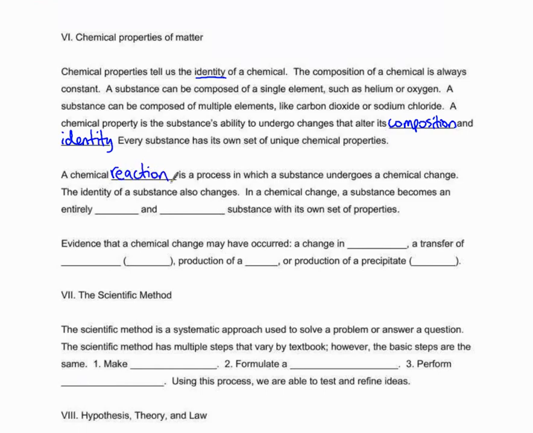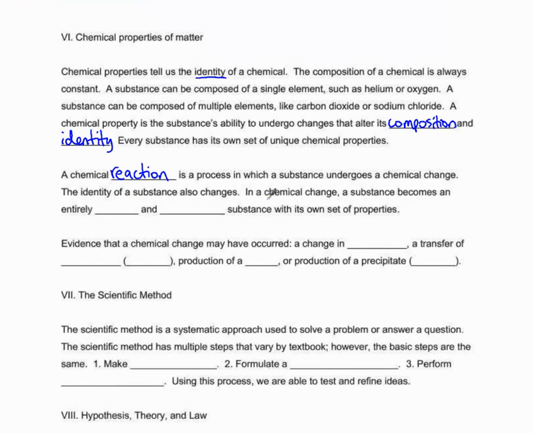Next up, a chemical reaction. This is a very general definition for chemical reaction. A chemical reaction is a process in which a substance undergoes a chemical change. So, for instance, we have hydrogen gas, we have oxygen gas, and a spark ignites it, they catch on fire, and then it changes. There's no longer hydrogen and oxygen, there is water. That's a chemical change. The identity of both of the substances changed. There's no longer hydrogen, there's no longer oxygen, there's water.